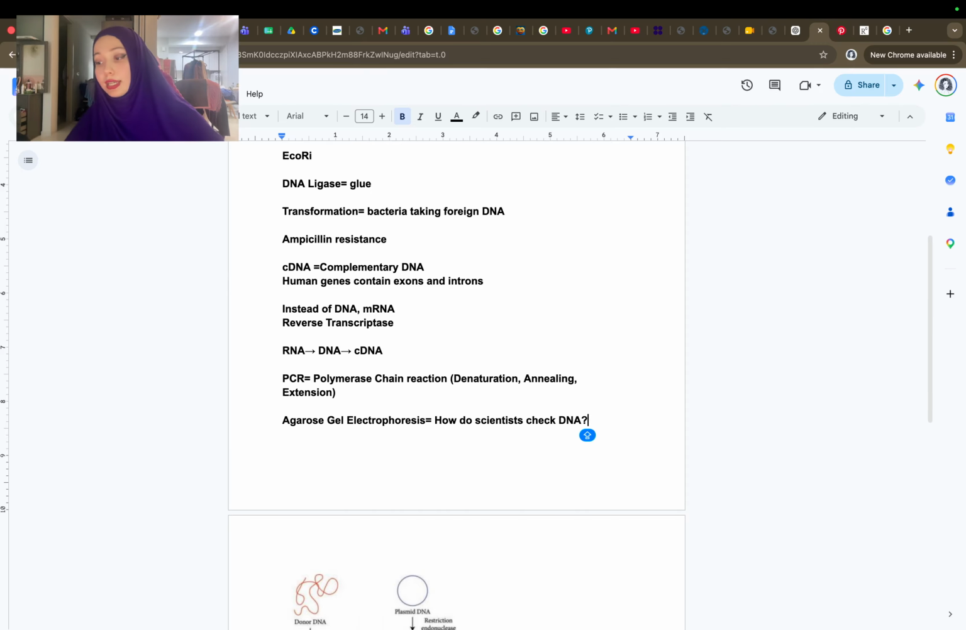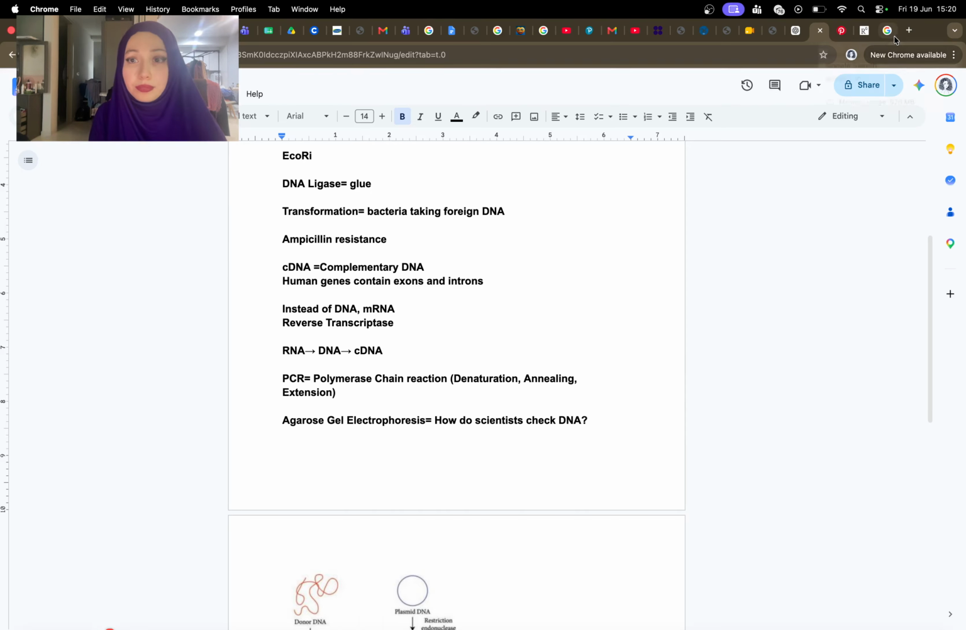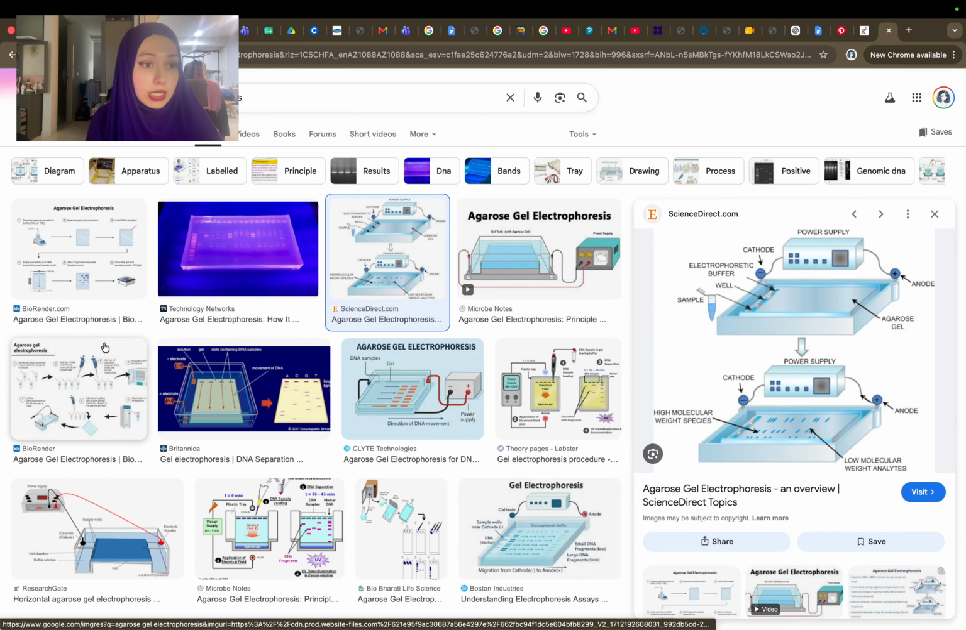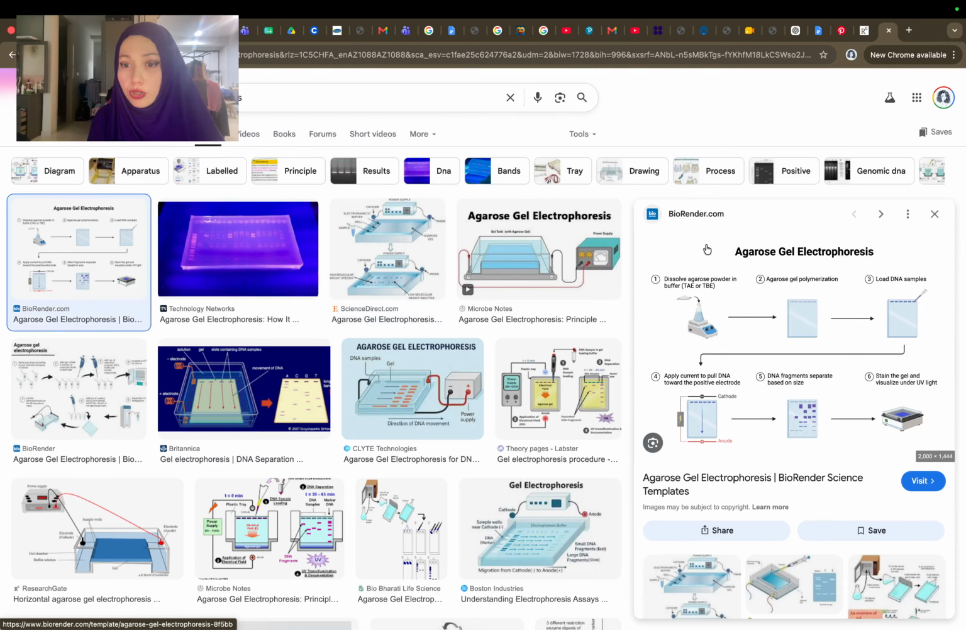So DNA is negatively charged. That's an interesting fact. DNA is negatively charged, and when electricity is applied, DNA moves toward the positive electrode.